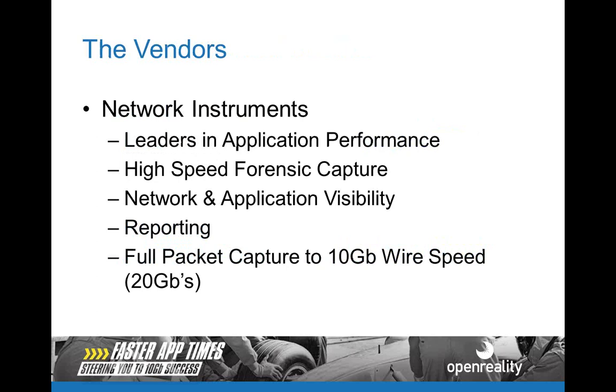As well as giving network application visibility, it'll give you full reporting, and depending on which unit, the unit we've got will do 10 gig capture to wire speed. They actually do a 10 gig wire speed, so that's 20 gigs of sustained traffic, which the capture cards aren't necessarily the problem. It's the writing all that data to disk that becomes the big issue.